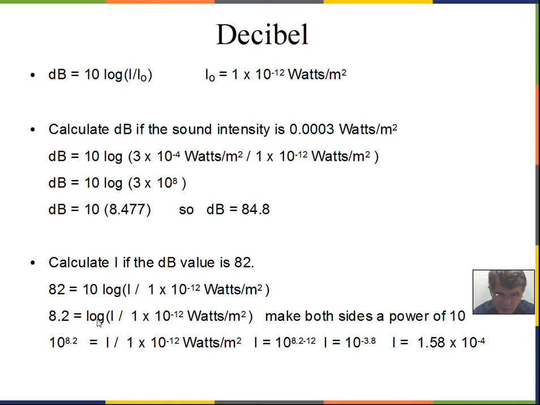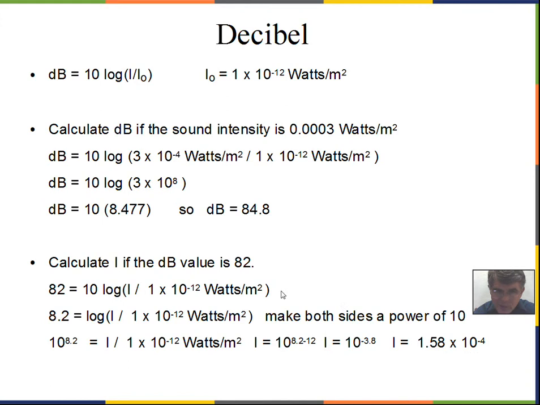So 10 to the power and log base 10, those functions cancel, and we're just left with I divided by 1 times 10 to the minus 12. Well, we want to find I, so we multiply both sides by 1 times 10 to the minus 12. We have the same base, so we can use the laws of exponents, and we can combine the 8.2 and the minus 12. When we have the same base, we add the powers, add the exponents. So 8.2 minus 12, we end up with minus 3.8 as the power of 10. Putting that into your calculator, let your calculator return the value when you're calculating 10 to the x, and x is minus 3.8. And you find 1.58 times 10 to the minus 4 watts per meter squared.